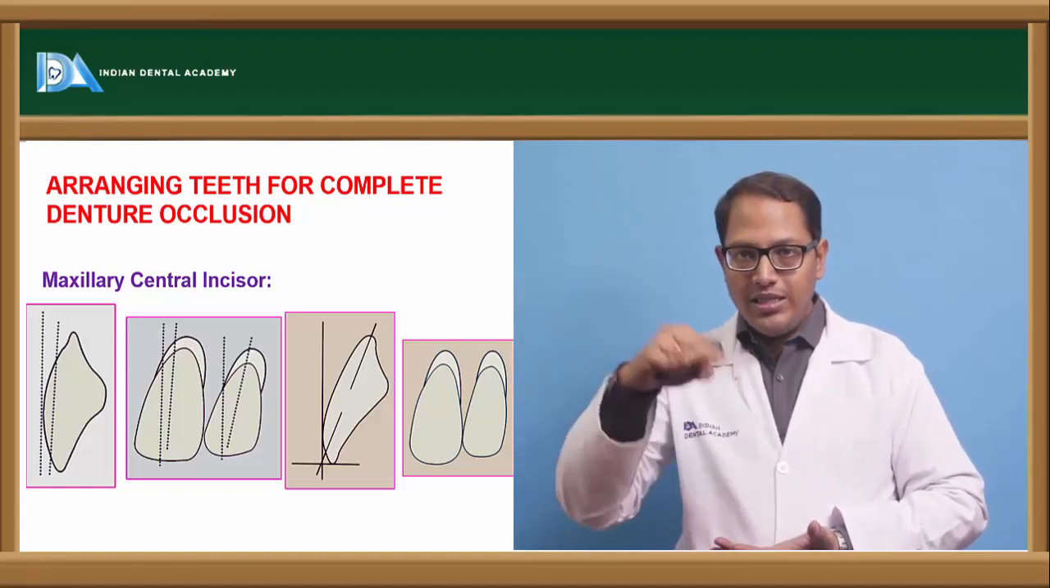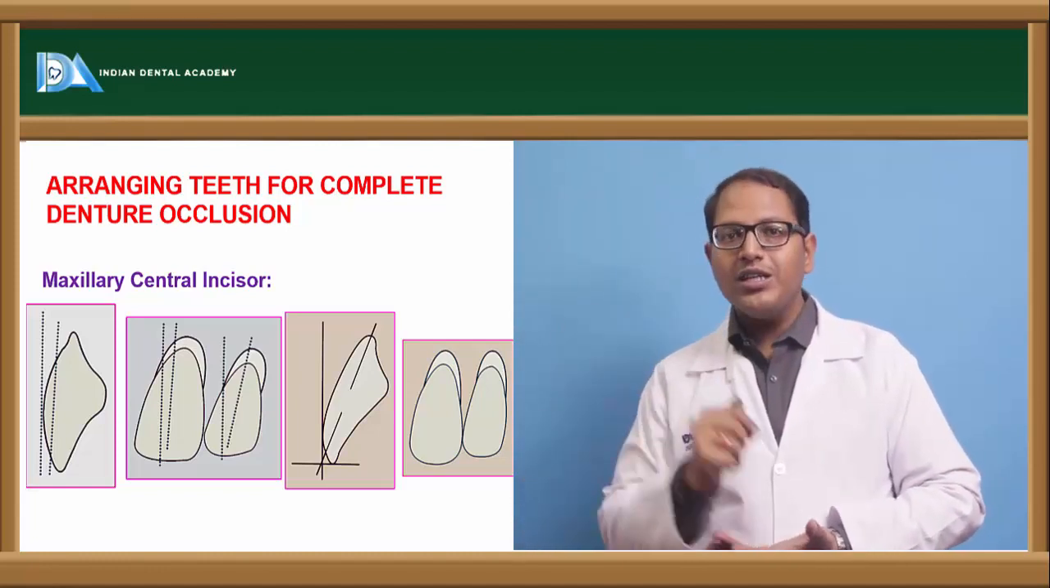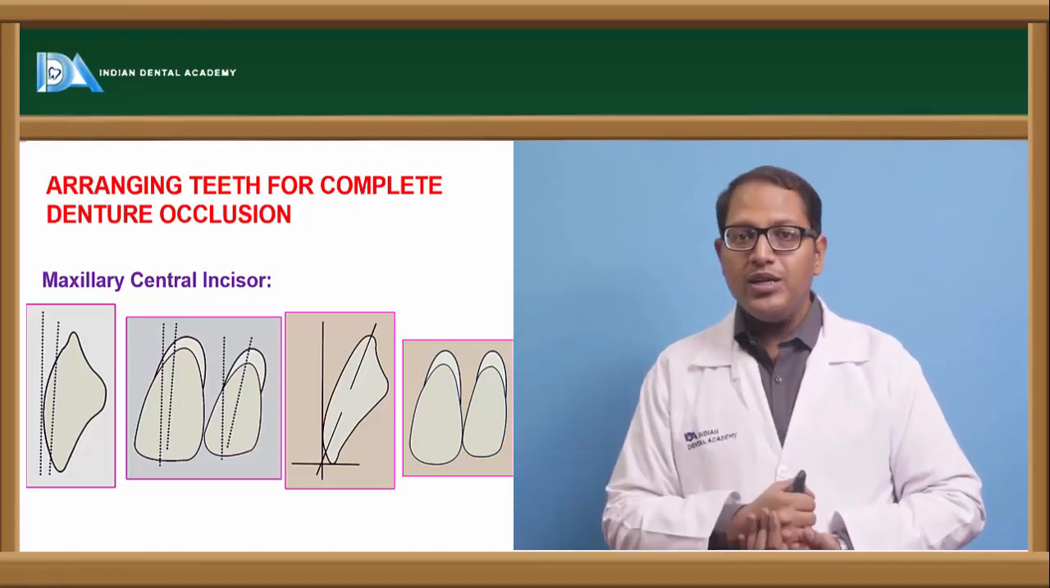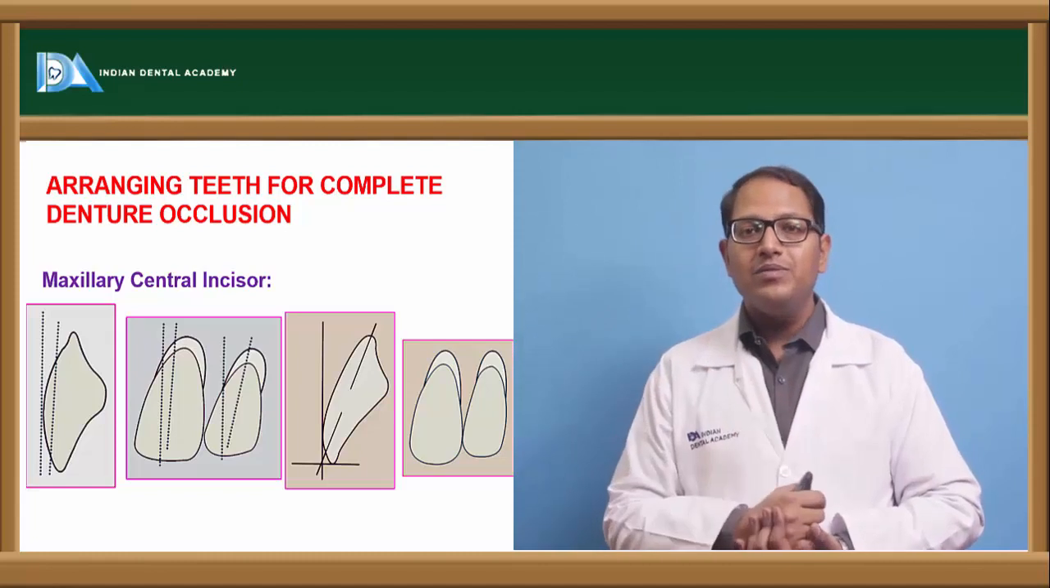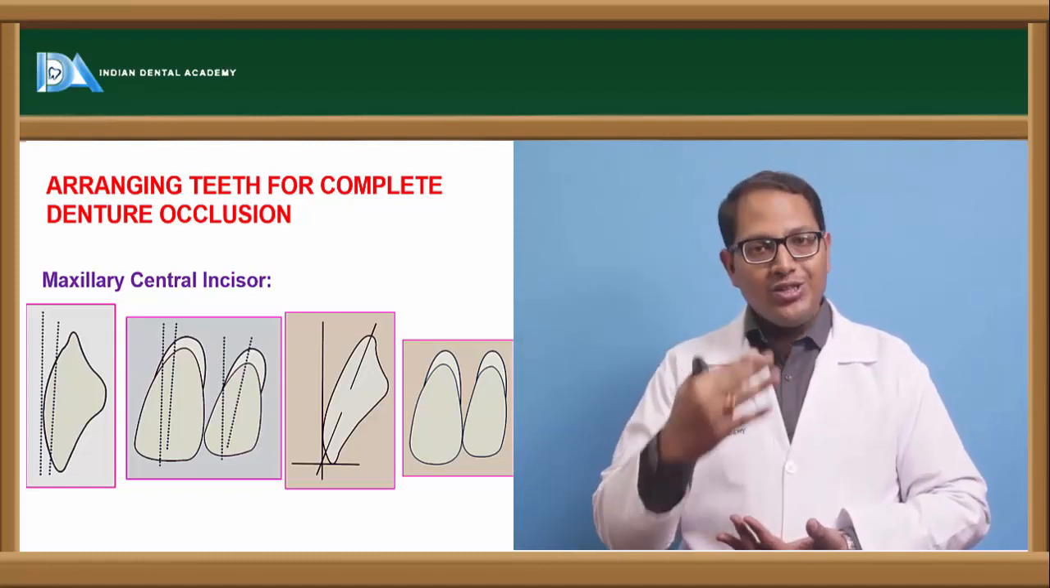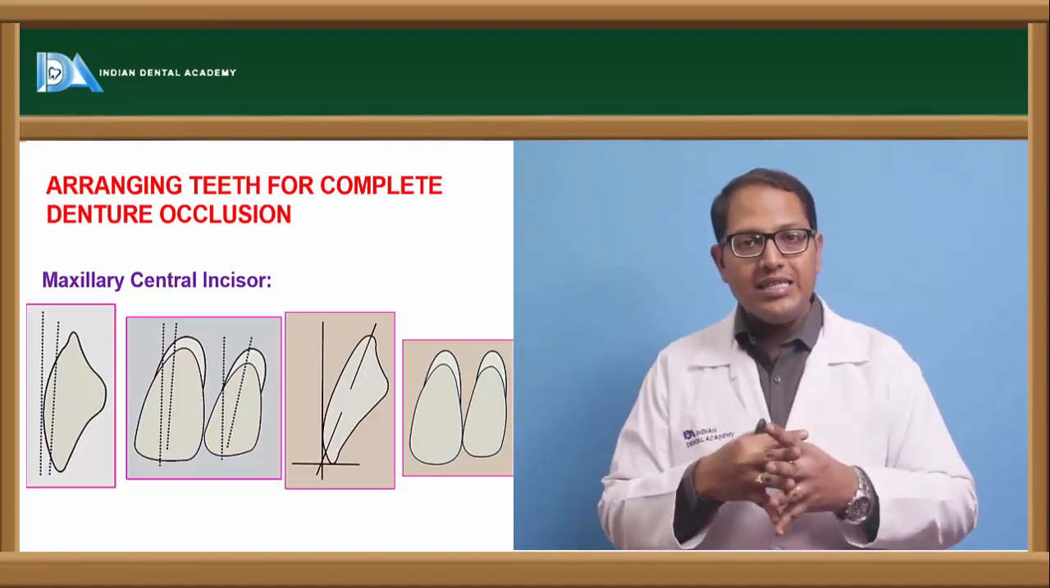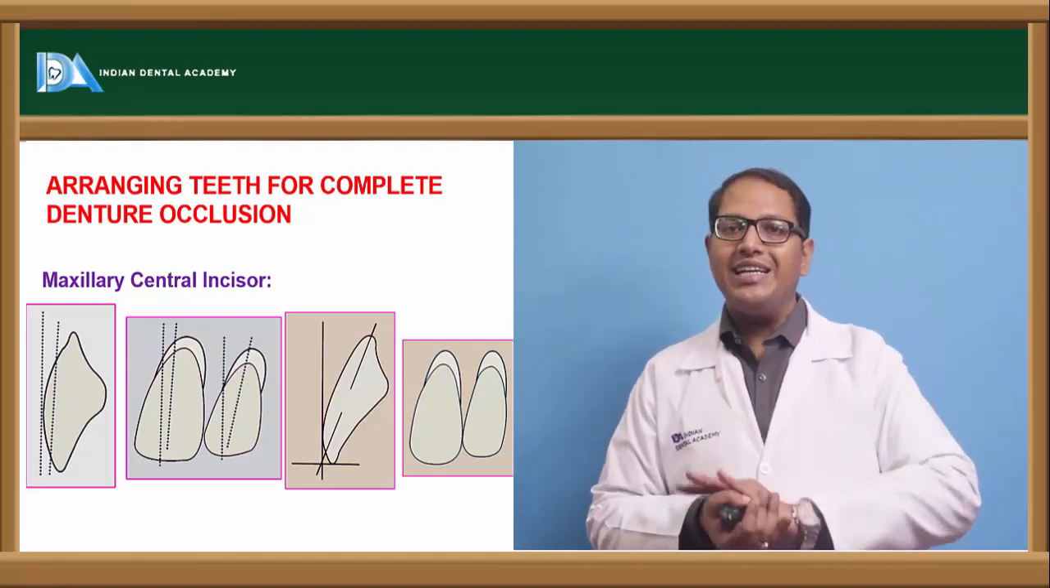If you arrange all the teeth at one level, it will not follow the curve of Spee. Today it will be good, tomorrow it will not follow the proper movement of the mandible. It will hinder them. So we need to follow all those guidelines, and that is the reason that we have different guidelines for different teeth.